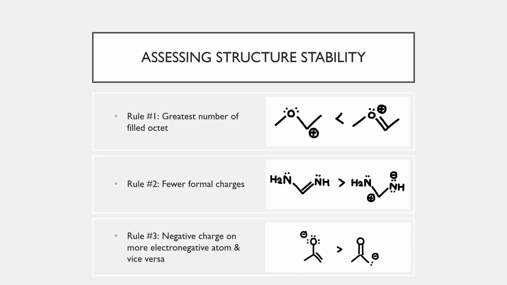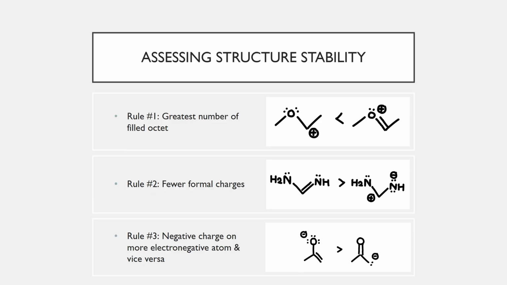And as you can see in the example to the right, the left image would be a more stable resonance structure because it has no charge, while the right one will have two different formal charges. Lastly, rule 3 basically states that if the resonance structure has a negative charge on the more electronegative atom and vice versa, so positive charge on the less electronegative atom, that would be the more stable structure.